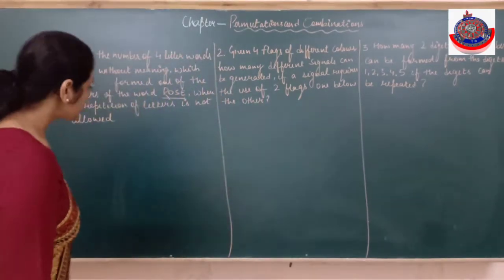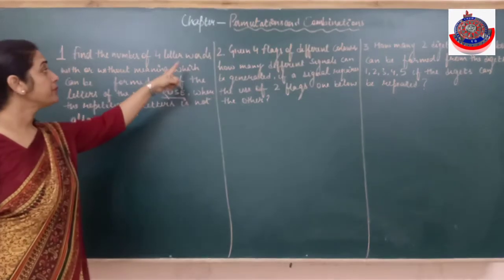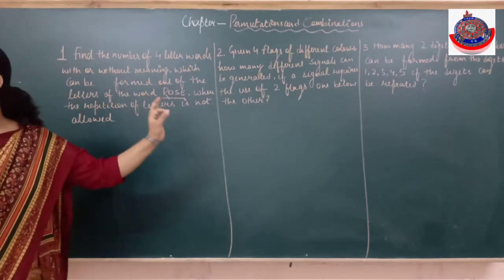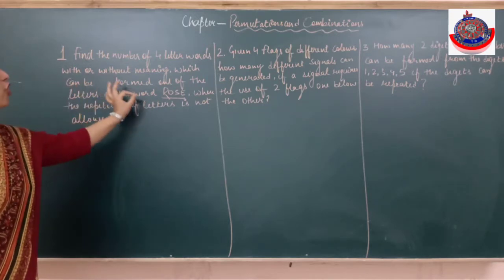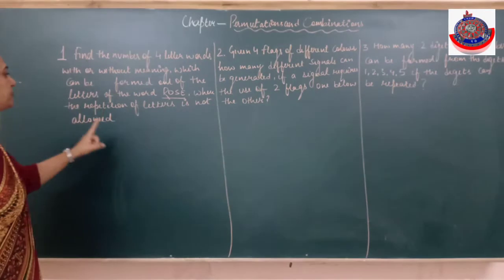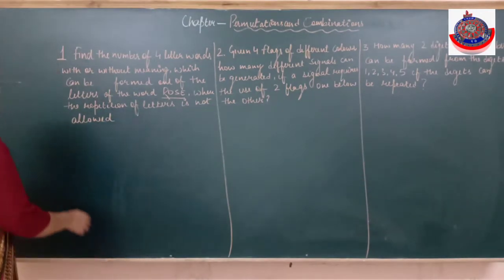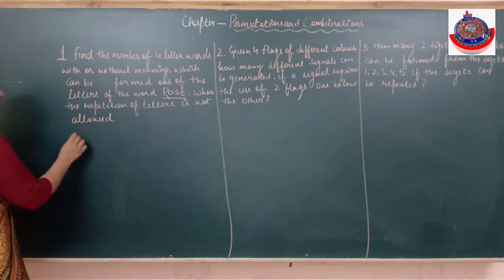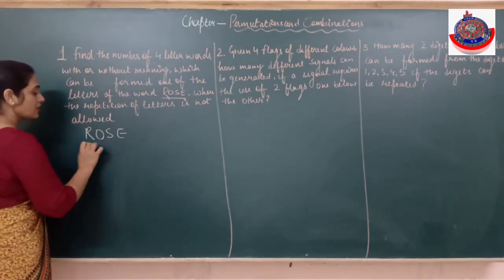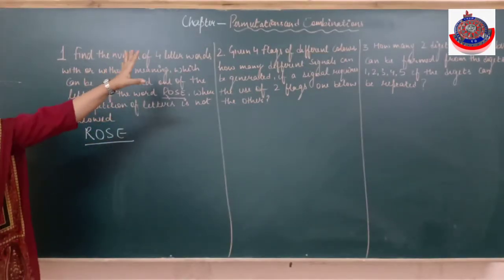Now look at the first question, read the first question. Find the number of 4-letter words, with or without meaning, which can be formed out of the letters of the word rose, where the repetition of the letters is not allowed. What is given to me? The word is given, rose. Out of this I have to form a 4-letter word.